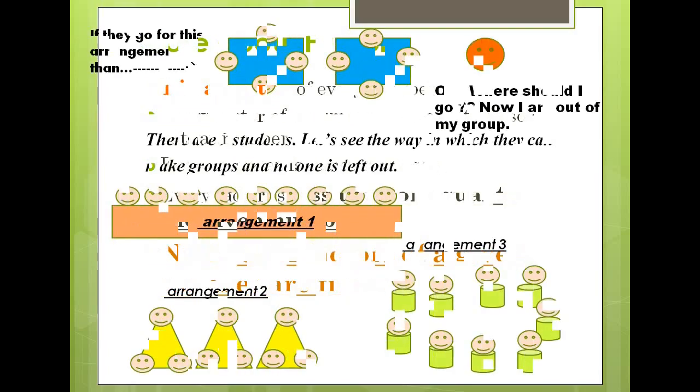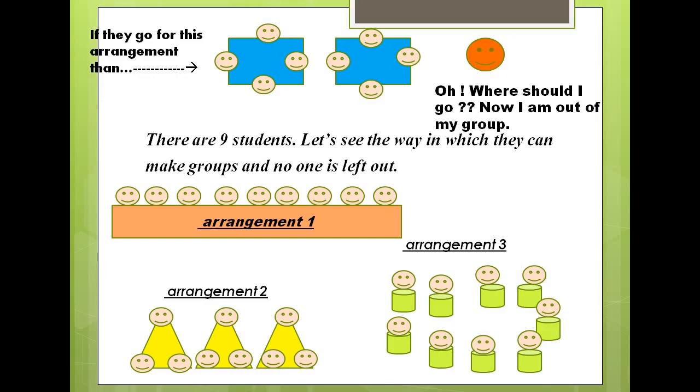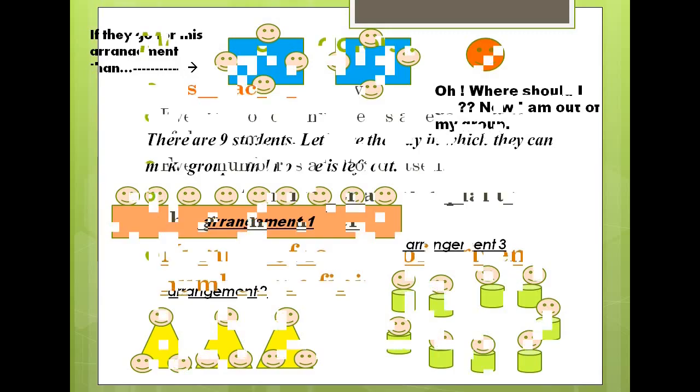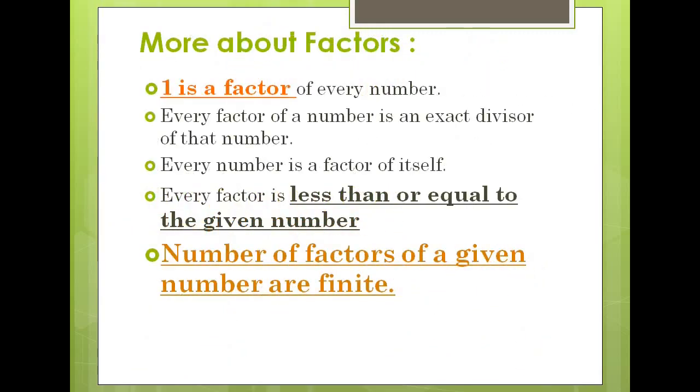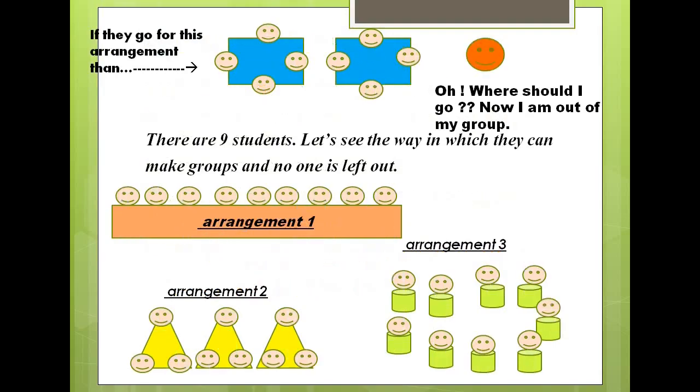We have already seen a condition where the students were alone, single. They made a group by standing alone. So that is why we say that 1 is a factor of every number. Every factor of a number is an exact divisor of that number. Check again. When you divide 9 by 9, absolutely divisible.